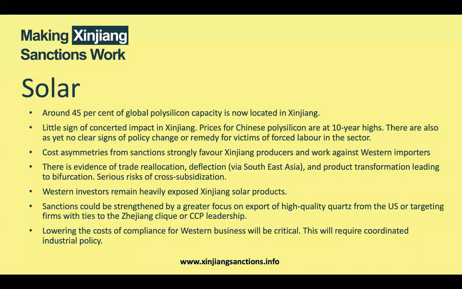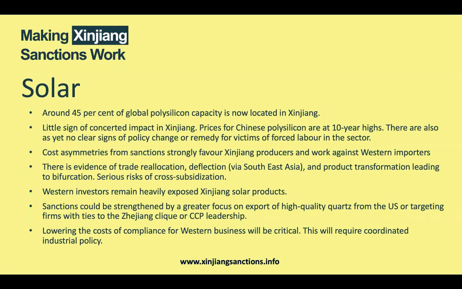Sanctions could be strengthened by adding a focus on high quality quartz exports from the US to China, where Xinjiang polysilicon producers may be vulnerable and cost asymmetries seem to favor the sanctioning coalition. Another option is to more deliberately target industry leaders with influence over policymakers, such as solar firms with ties to the Xinjiang clique, or those with ties to Deng Xiaoping's family and the PLA.